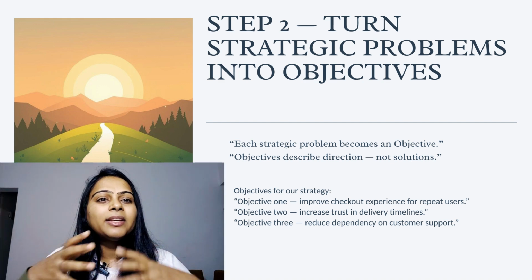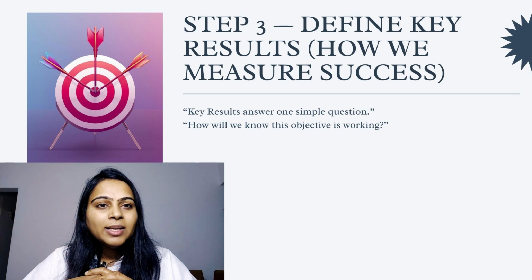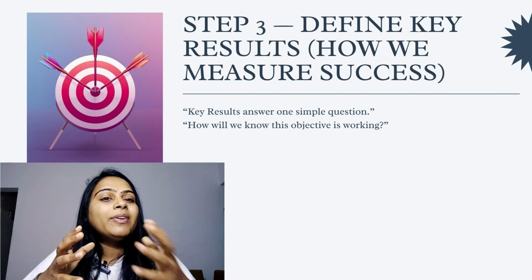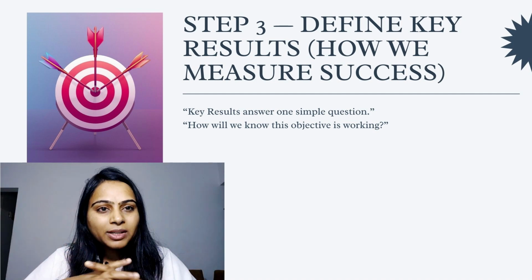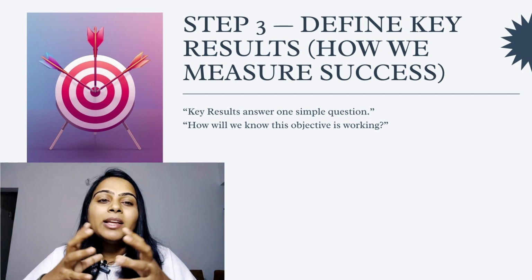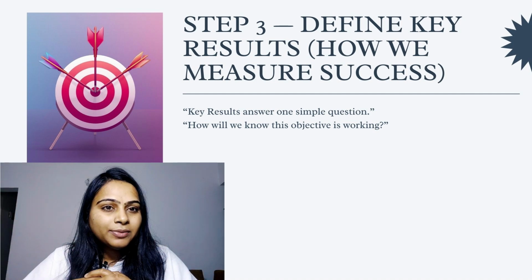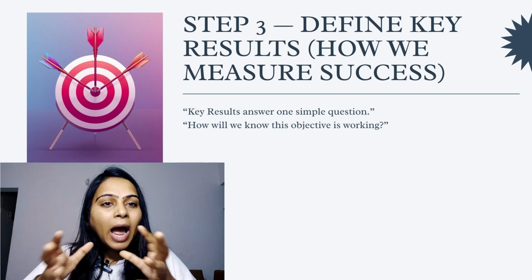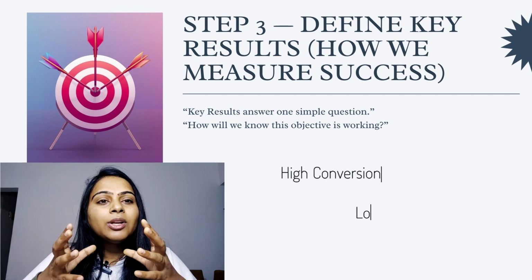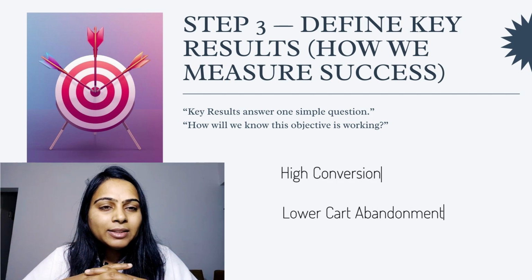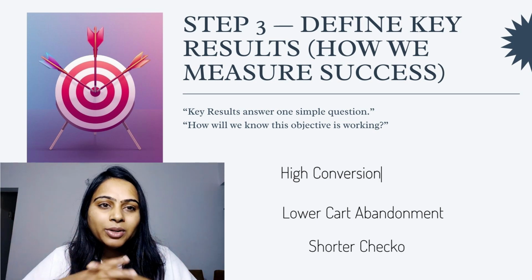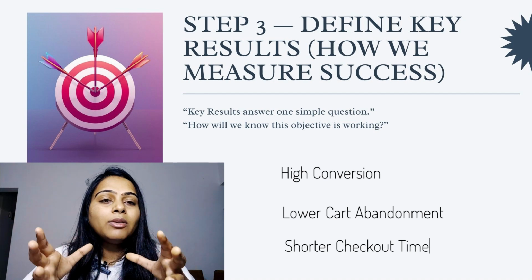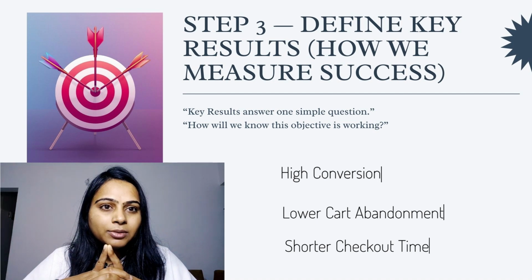Step 3. Define the key result. The key result answers a simple question: how will we know the objective is working? These key results should be measurable. For example, for checkout, that could be higher conversion, lower cart abandonment, and shorter checkout time. If these metrics move, then the objective is successful.